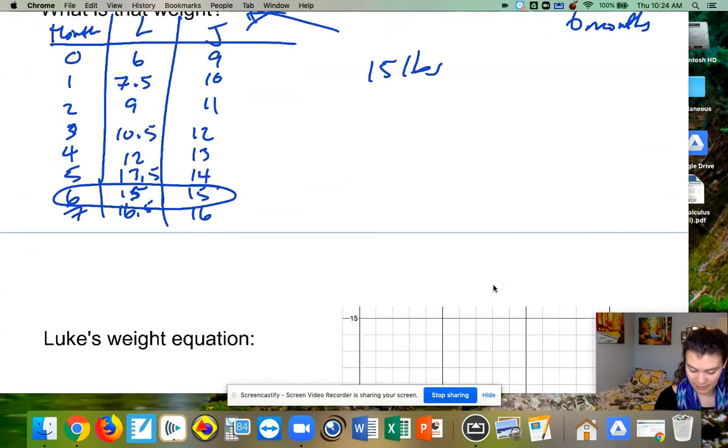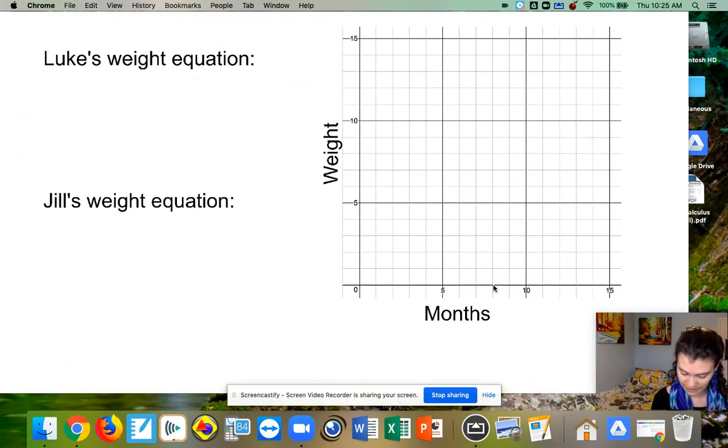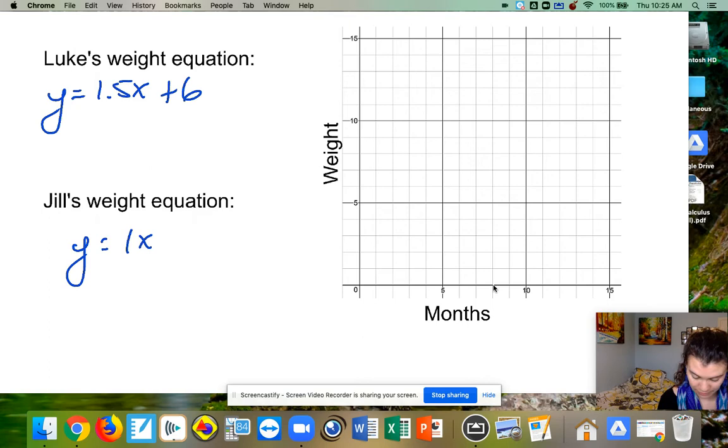So if you don't want to type in and find a bunch of answers, you can just graph these equations. So if we write that out, Luke is going up 1.5 pounds per month, and he started at 6 pounds. Jill's going up 1 pound per month and started at 9 pounds. So we can graph these two equations. We'll do Jill in purple and Luke in blue.